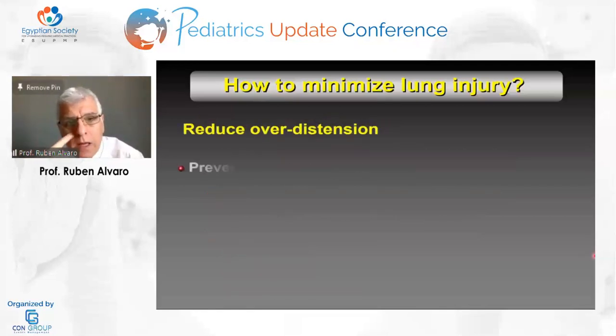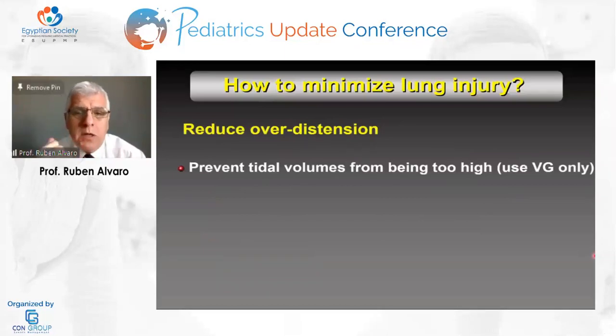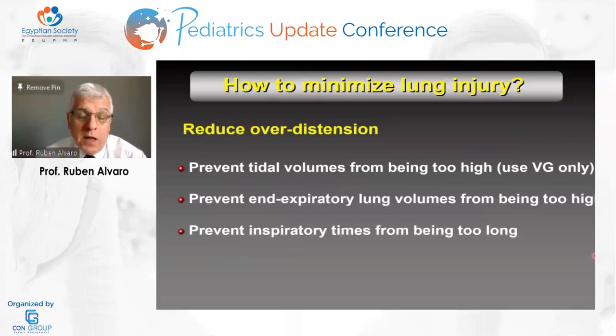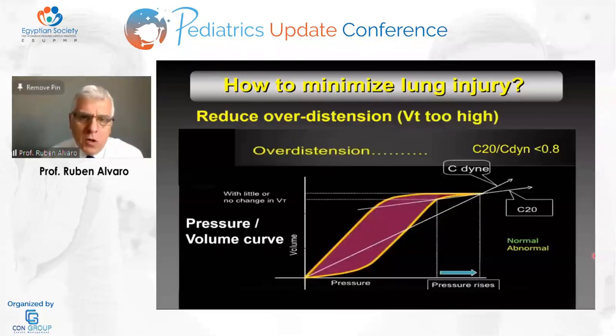Okay, so to reduce overdistension, always prevent tidal volume from being too high. So if you use volume guarantee, you are going to significantly decrease the risk of overdistension. Second, try to prevent end expiratory lung volume from being too high. Okay. And third, prevent inspiratory time from being too long. So it's not only the volume, it's the PEEP that you're going to use, and also the inspiratory time that you're going to use. So this is an example of how to detect overdistension using the pulmonary graphics.